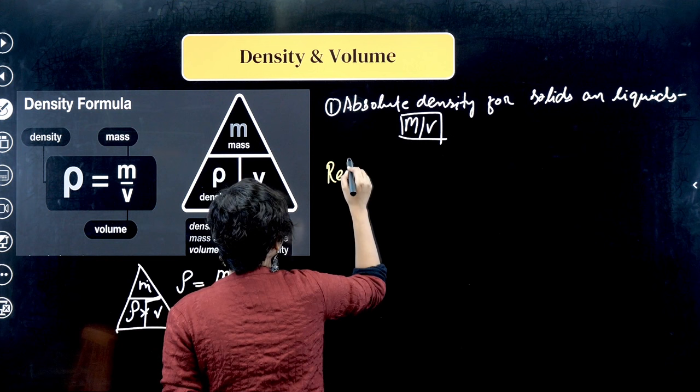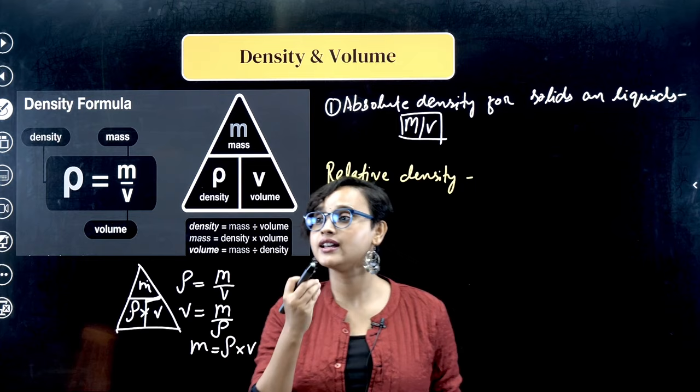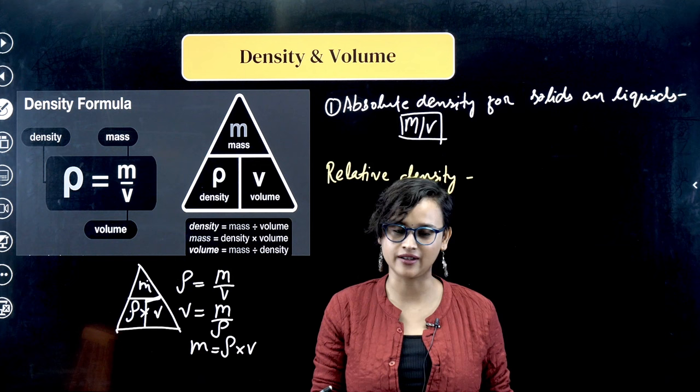Relative density. What is relative density, my dear students? Relative density is basically the density of a substance divided by the density of water at 4 degrees Celsius, which is basically 1. And this whole thing is called specific gravity. Let's write it down, you will understand.